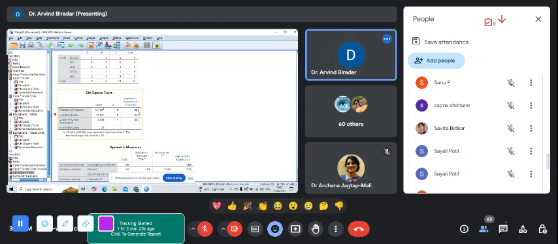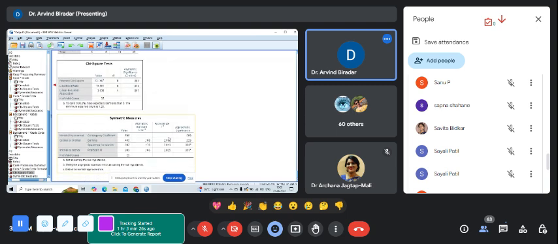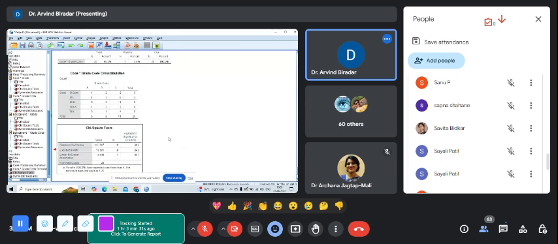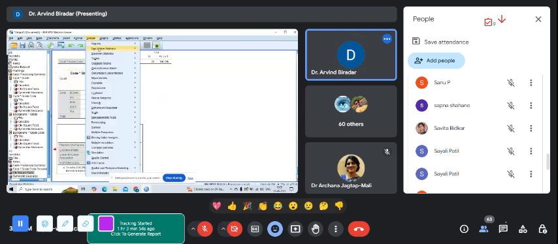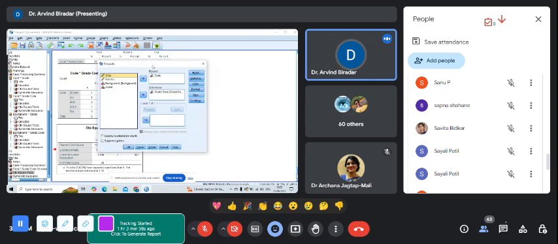Yes. Any questions on this part? Suppose, what is the percentage of this? What is the percentage of this? Let us see if that is available or not. Somewhere is there. You can click percentage.